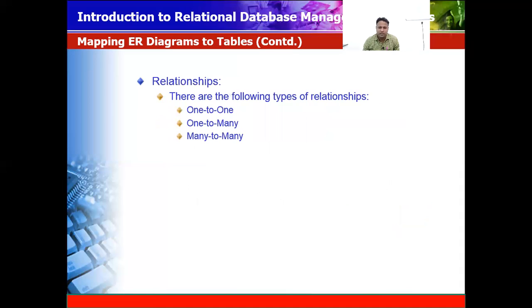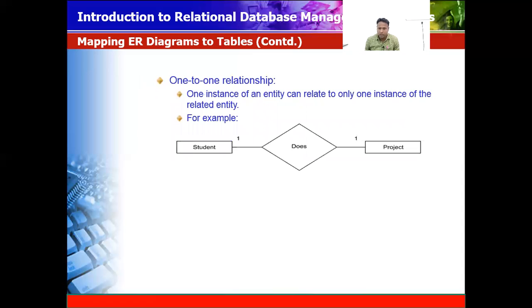Then relationship. There are the following types of relationship present: one to one, one to many, and many to many. So there are three types of relationship present between the entities that we already know. One to one: student does one project. It is called the one to one relationship.